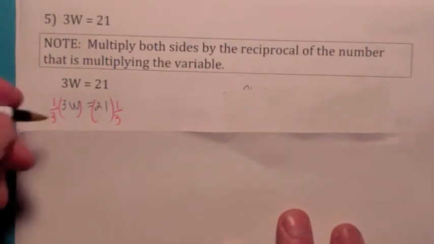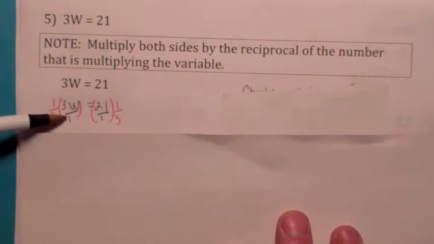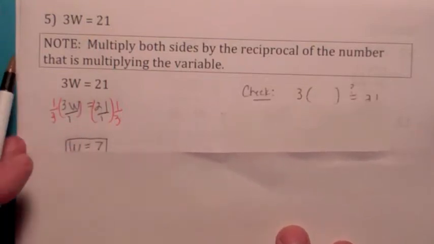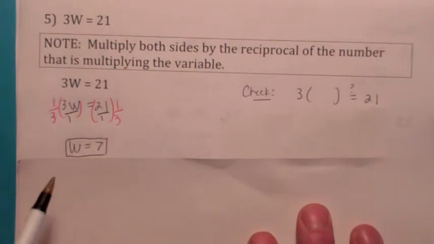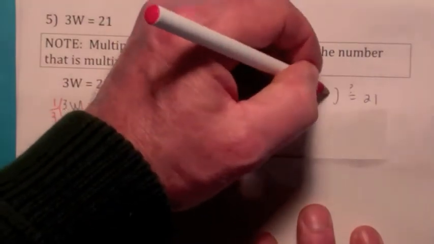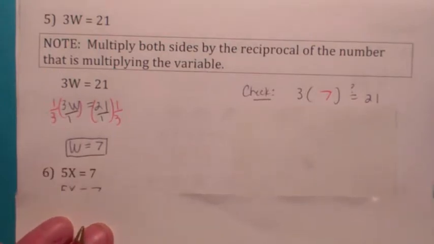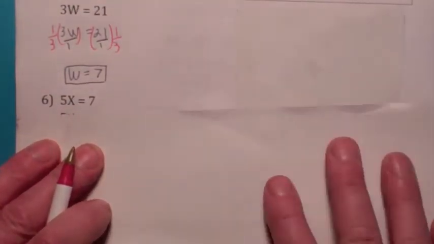Now you've got to be a little tricky. You've got to be careful here. When you multiply by 1/3, this is really 3w over 1. So don't the 3's cancel? 3 times w over 3, you just get w. And here you get 21 over 3, which is just 7. And by the way, you could check if you plug in 7 into the original equation, does it make it true? Yeah. So remember, if a number is multiplying the variable, you multiply by the reciprocal.